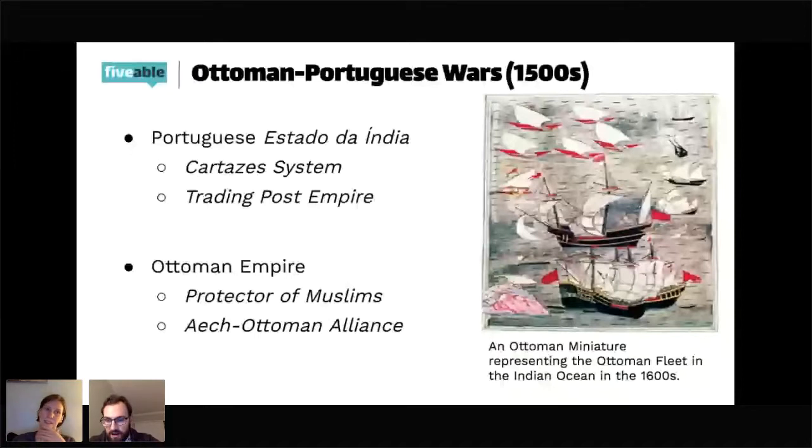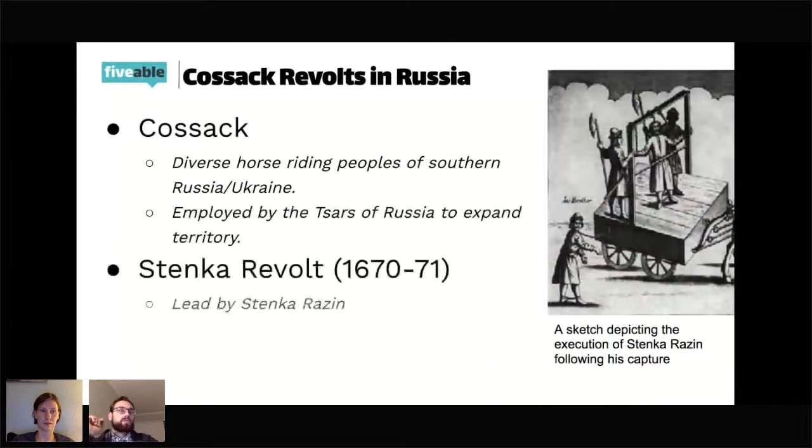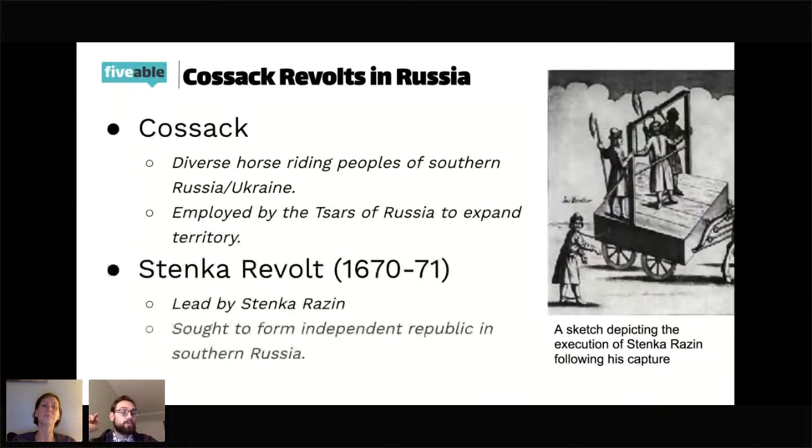Sasha's asking about the Cossacks, a little bit about the Cossacks. That's actually interesting because that's one of the ones that they just included in the new course framework. And who the Cossacks were is they were this.